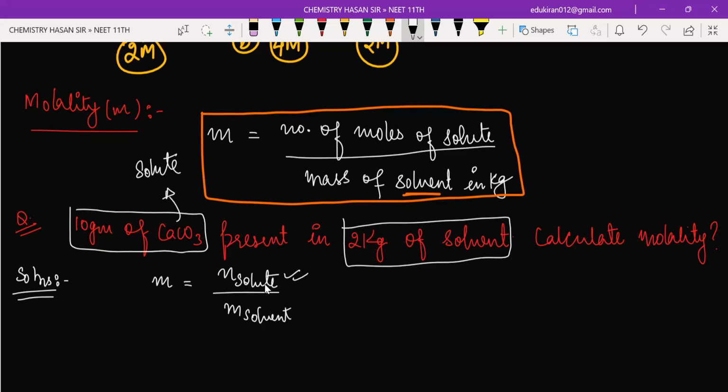So as you can see, we need to calculate number of moles of solute. Again, given mass upon molar mass. Given mass is 10 gram. Akib, can you tell me what is the molar mass of calcium carbonate? Yes or no?